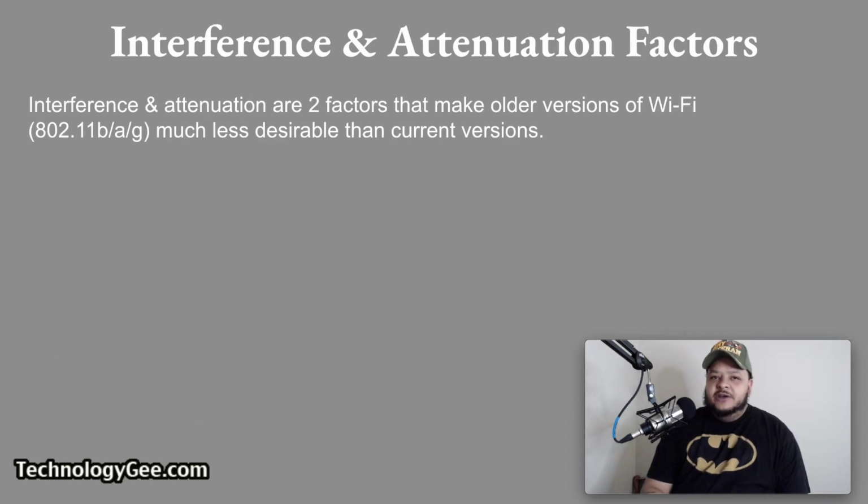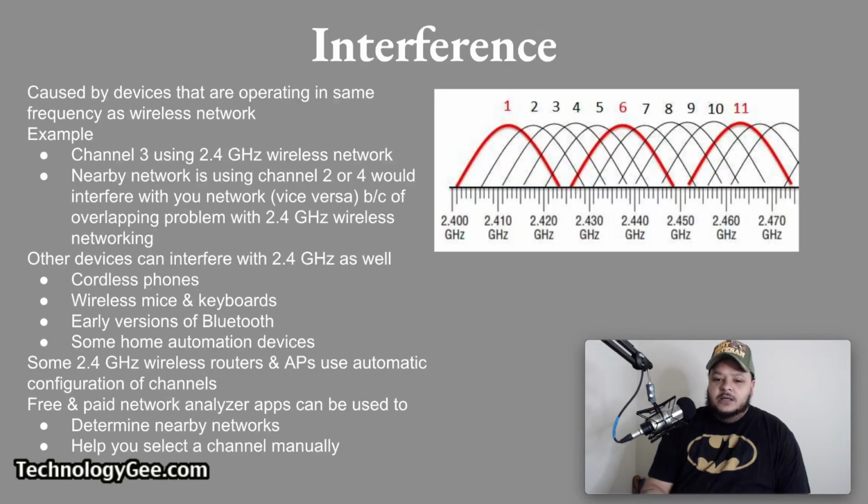Let's talk about interference and attenuation factors. Interference and attenuation are two factors that make older versions of Wi-Fi, such as 802.11b, A, and G, much less desirable than the current versions. Let's talk about interference real quick. Interference is caused by devices that are operating in the same frequency as the wireless network. For example, if channel 3 is used for your 2.4 gigahertz wireless network, a nearby network using channel 2 or channel 4 would interfere with your network, and your network would interfere with theirs because of the overlapping problem with 2.4 gigahertz wireless networking.